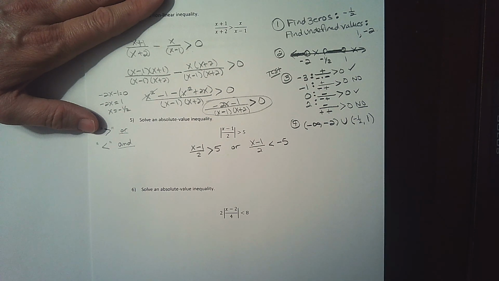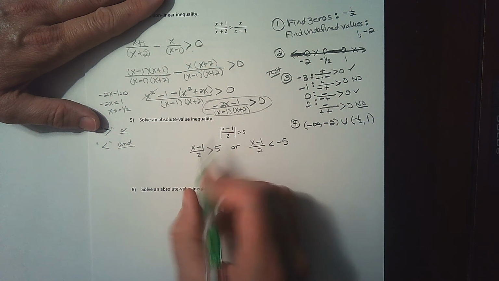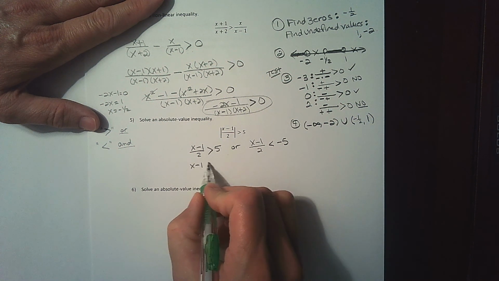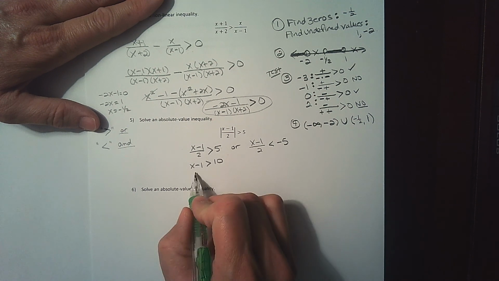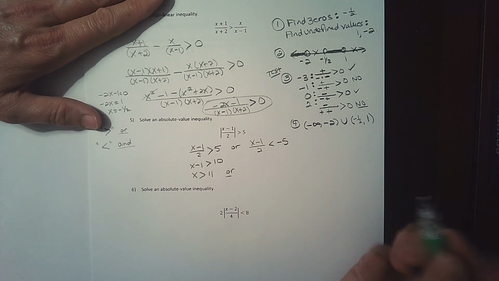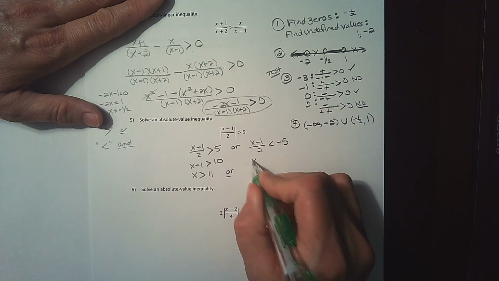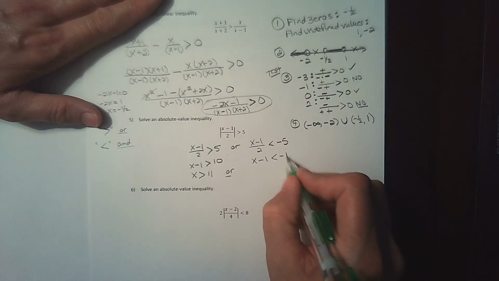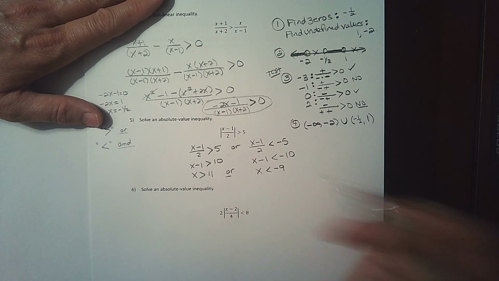Now we want to go through and just solve each of these two pieces. I can multiply by 2 on each side. That leaves me with x minus 1 is greater than 10. I'll add 1 to each side, so x is greater than 11. Or, I've got that or word connecting. Again, here multiply by 2 on each side, so I get x minus 1 is less than -10. If I add 1 to each side, I get x is less than -9.